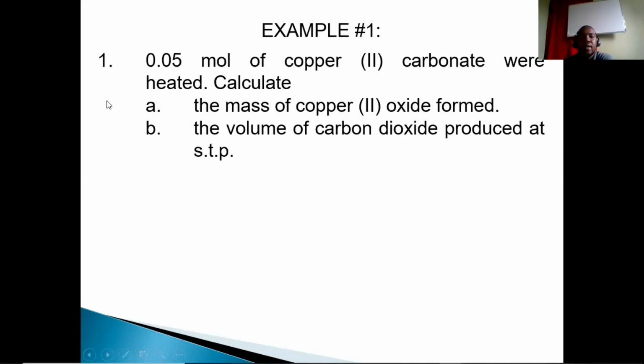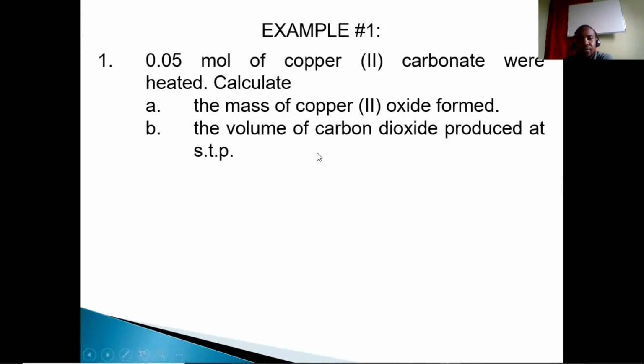In this case, we have 0.05 mole of copper 2 carbonate. When heated, were heated, sorry, calculate the mass of copper 2 oxide formed and also the volume of carbon dioxide produced at STP.